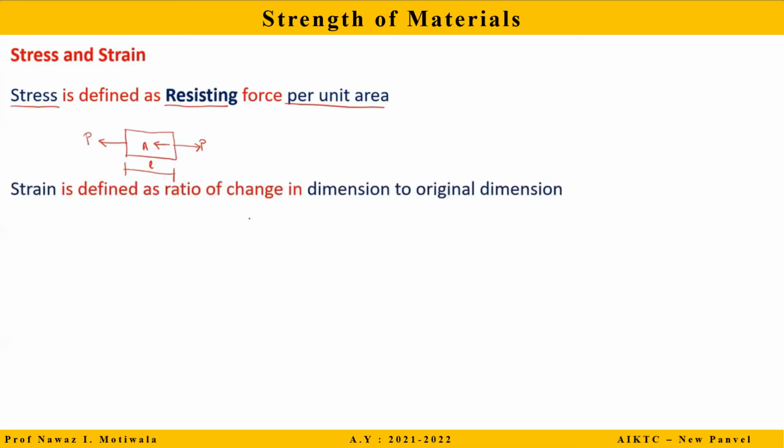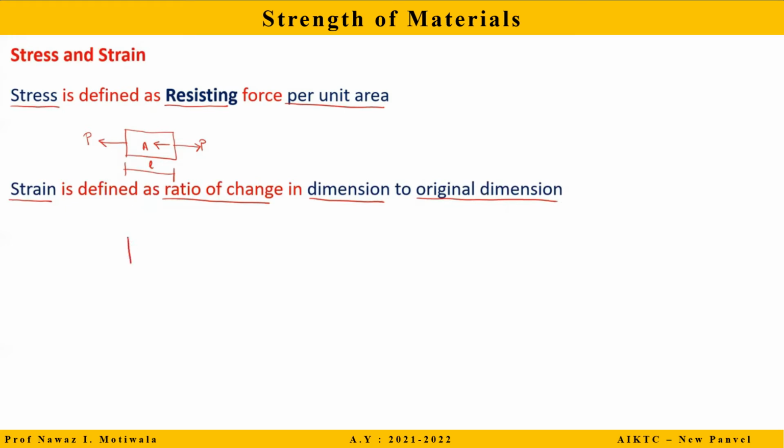Then the second term in this is strain, wherein strain is defined as the ratio of change in dimension to the original dimension. Normally, what we have seen is that when we ask someone to define strain, they normally tell it is change in length upon original length. That is not the actual definition. That is some specific strain. The basic definition for strain is the ratio of change in dimension to the original dimension.